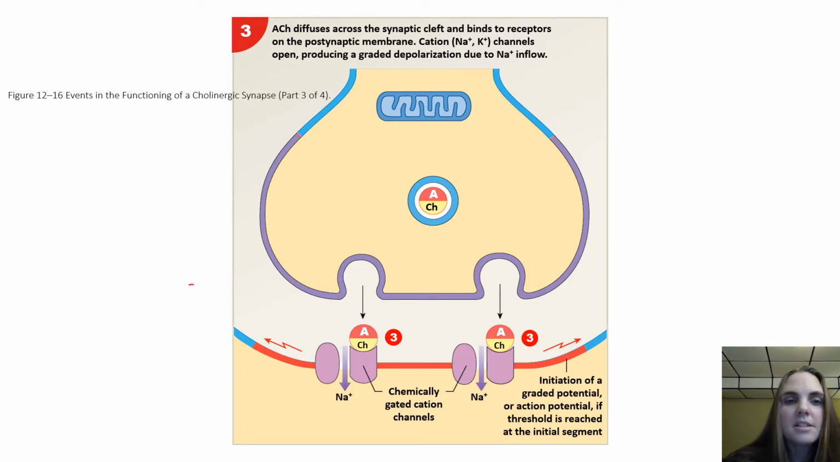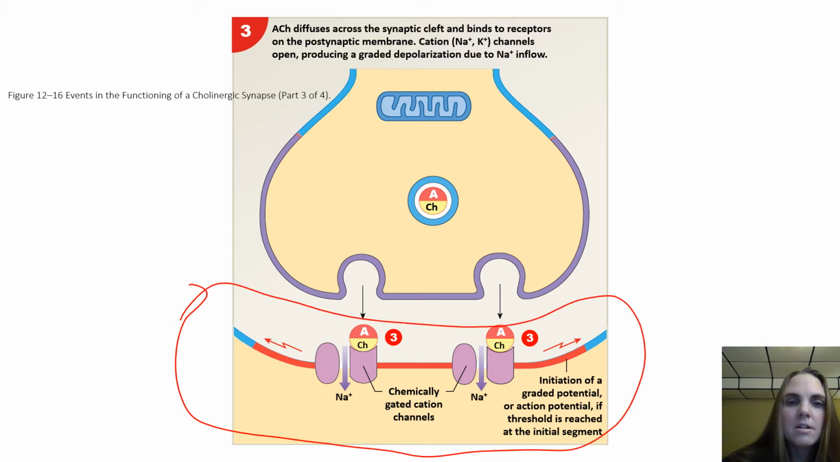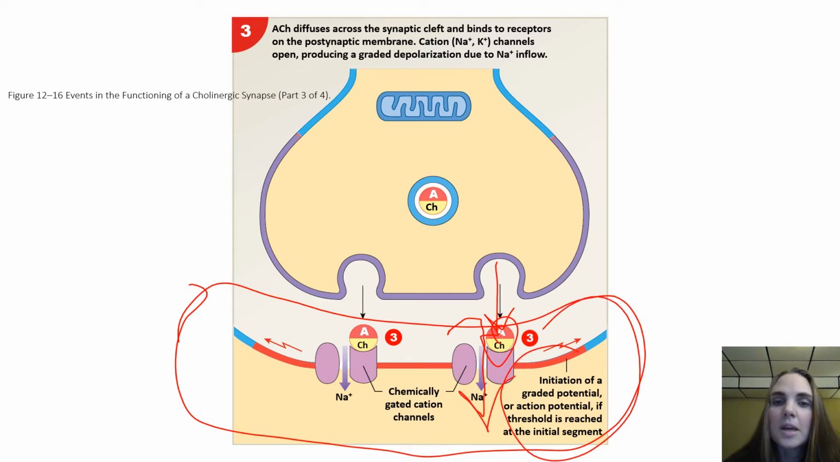On this is our postsynaptic membrane here. So that acetylcholine crosses the synaptic cleft, and it's going to bind to these chemically or ligand-gated channels on the postsynaptic membrane. And that's going to trigger opening of those channels, and then sodium is going to flow in. Sodium is going to initiate a graded potential or an action potential depending on if threshold is reached. So if we depolarize to threshold, then we will trigger an action potential.